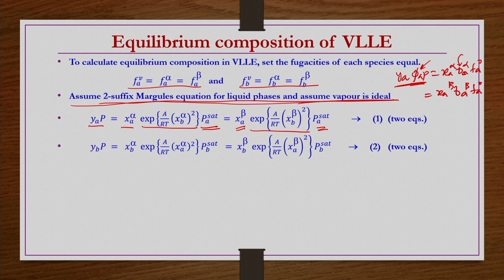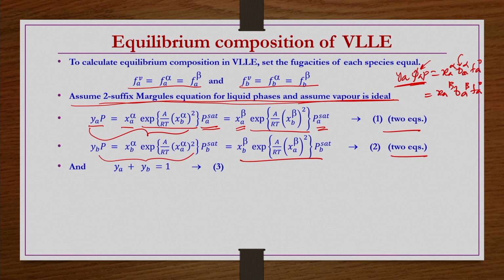So, now how many equations are there here? This is one equation, and the other one is another equation. So, 2 equations we can take independently, and here also 2 equations one can take independently. So, 4 equations are there, and then we have y_A + y_B = 1, and for the alpha and beta phases x_A + x_B = 1. These 3 equations are there.